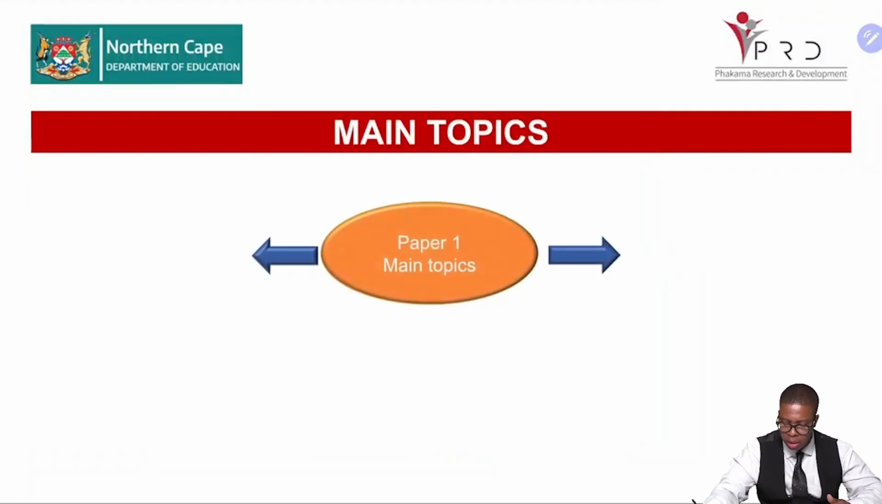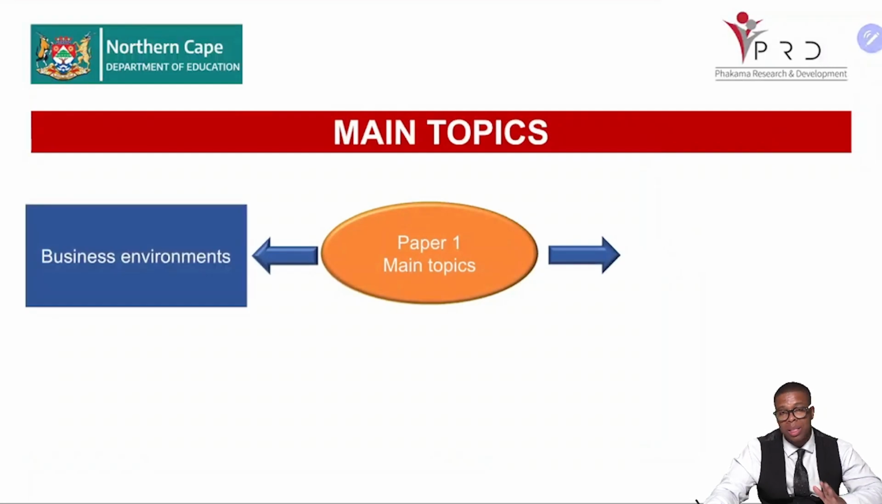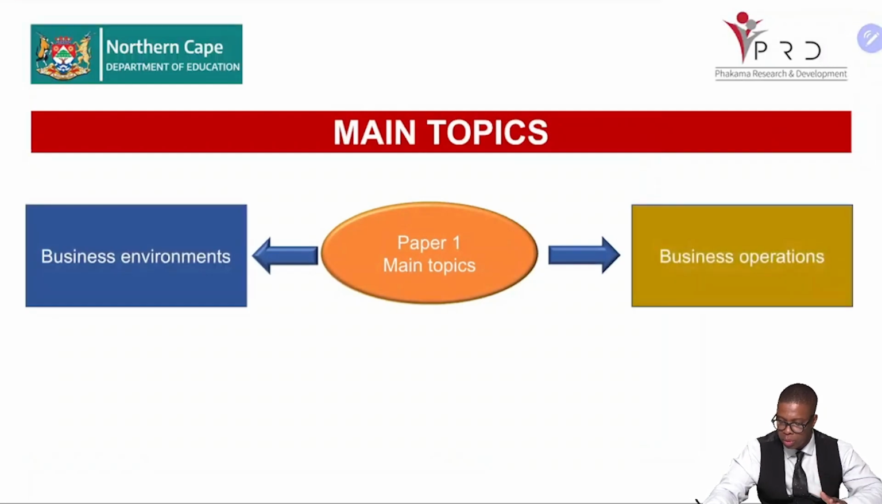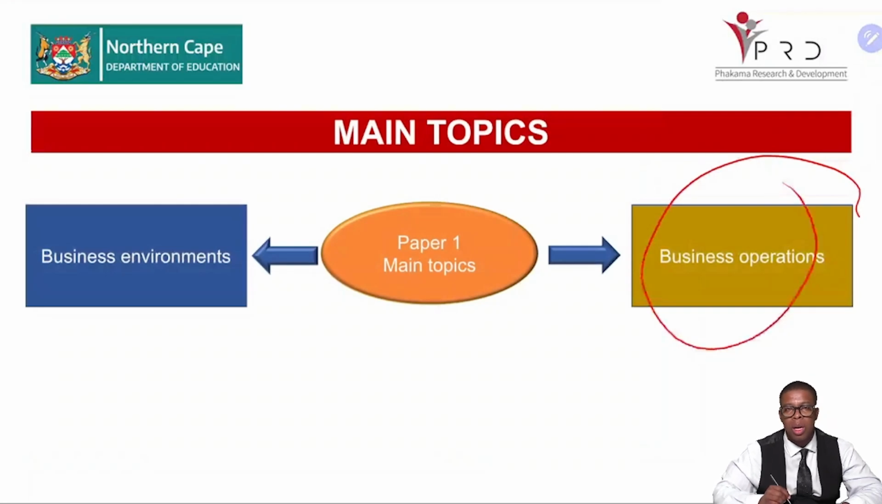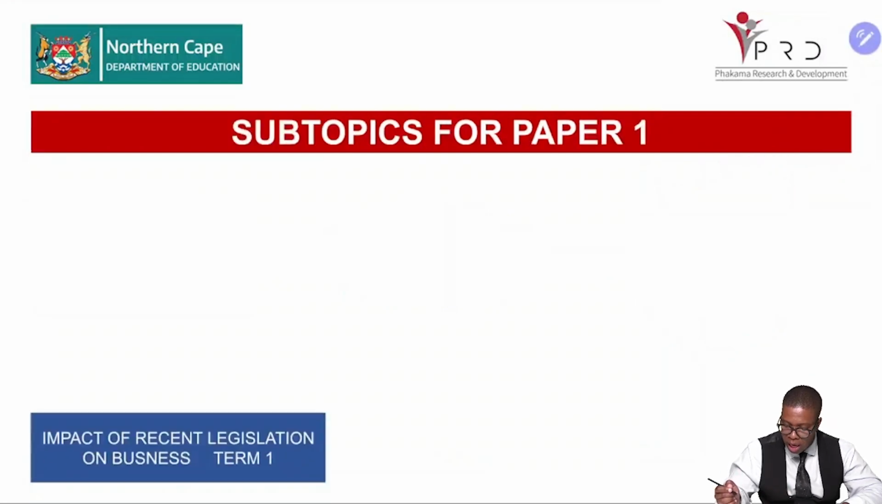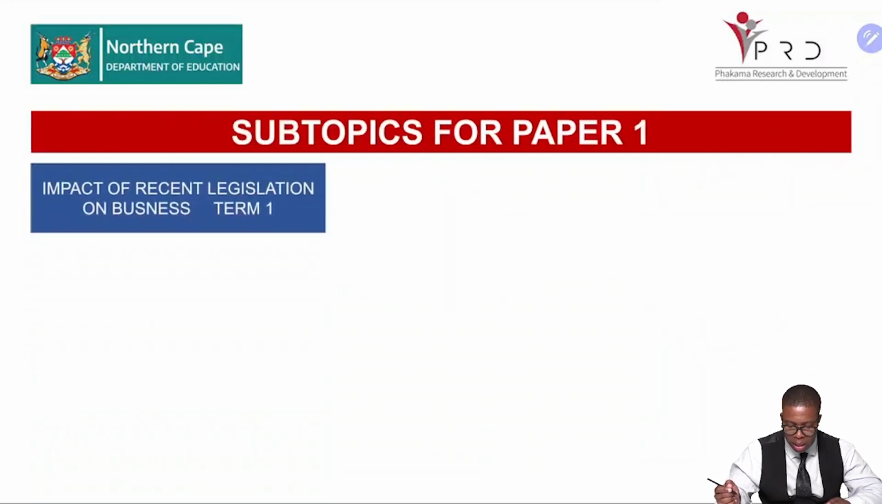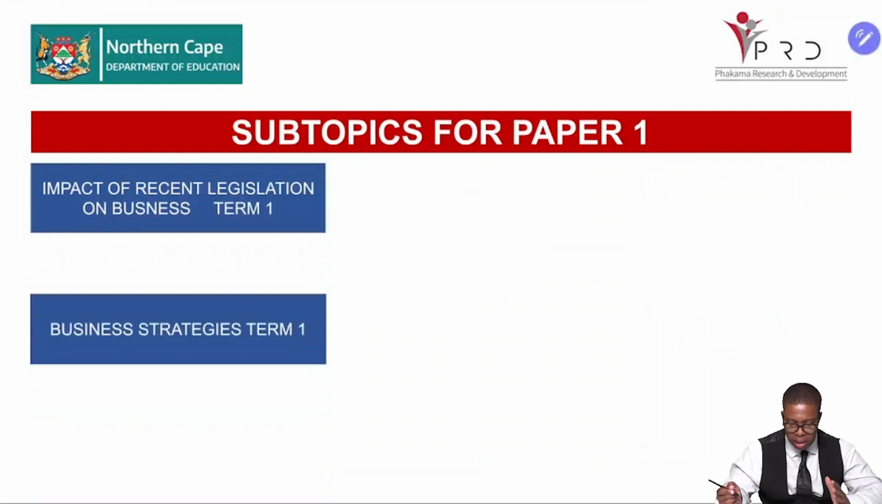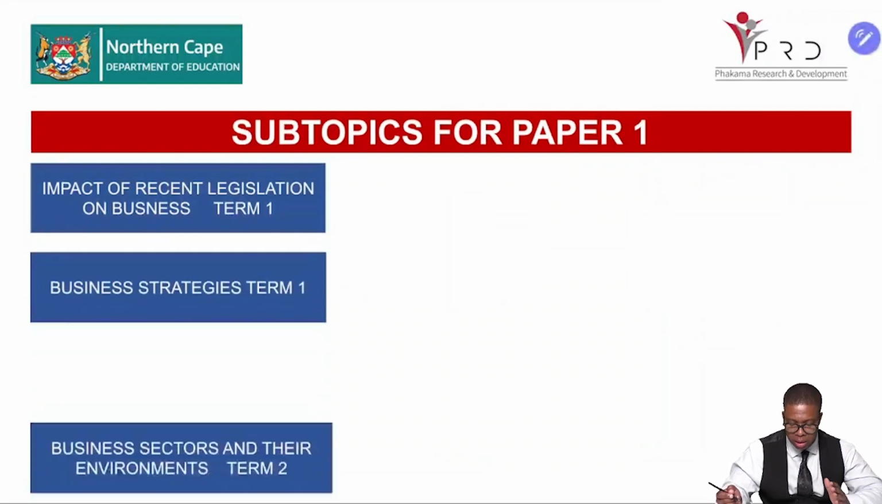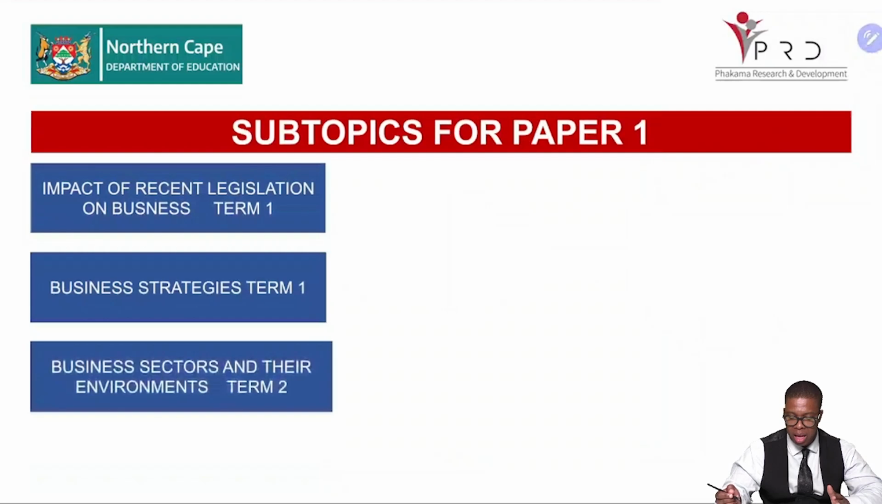The main topics for paper 1 are business environment and business operations. The focus of our lesson is on business operations, wherein the following are the subtopics under paper 1: the impact of recent legislation, business strategies, and business sectors and their environments.